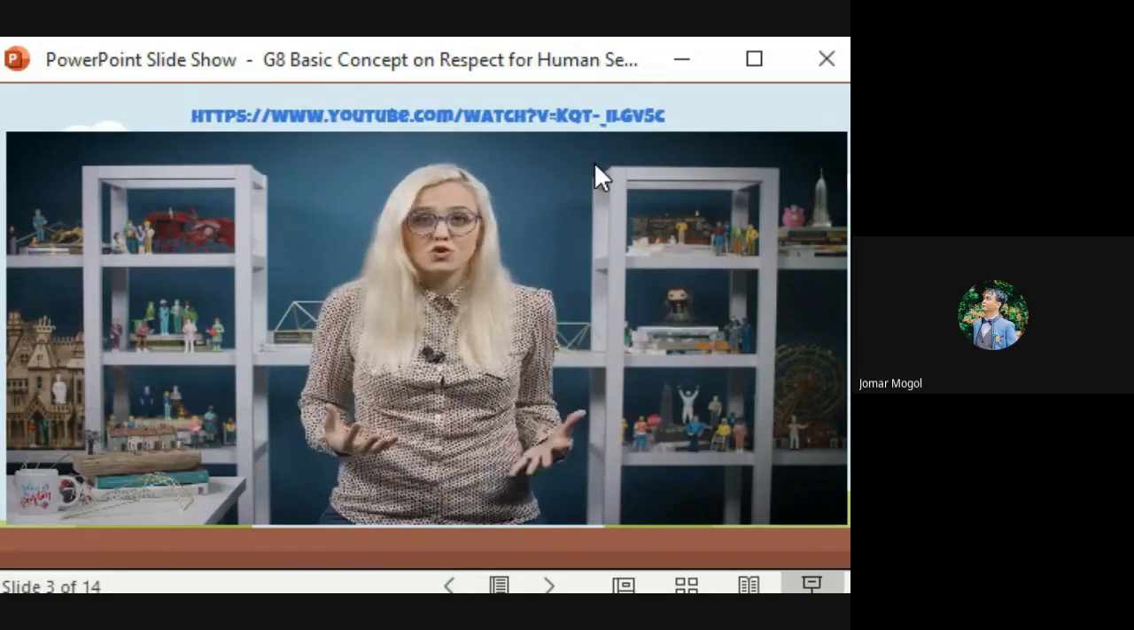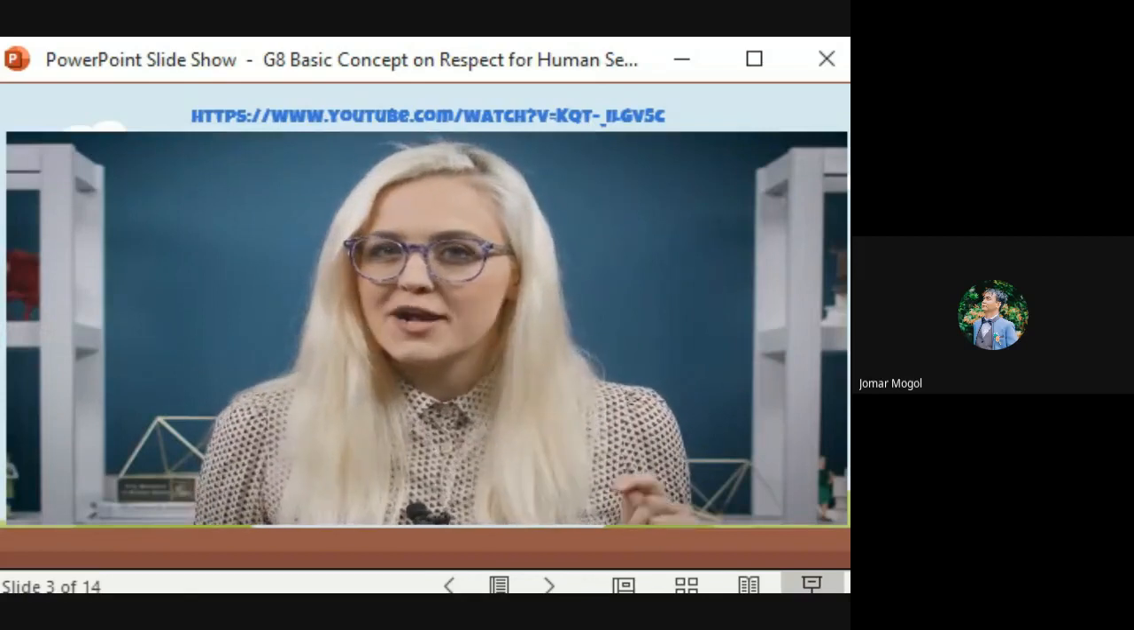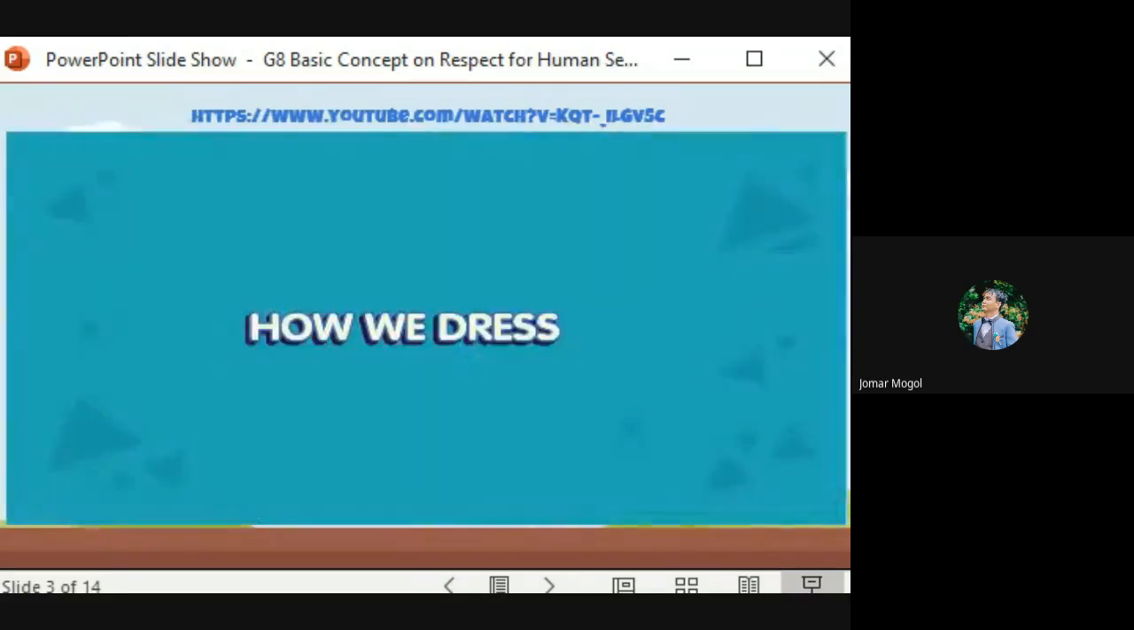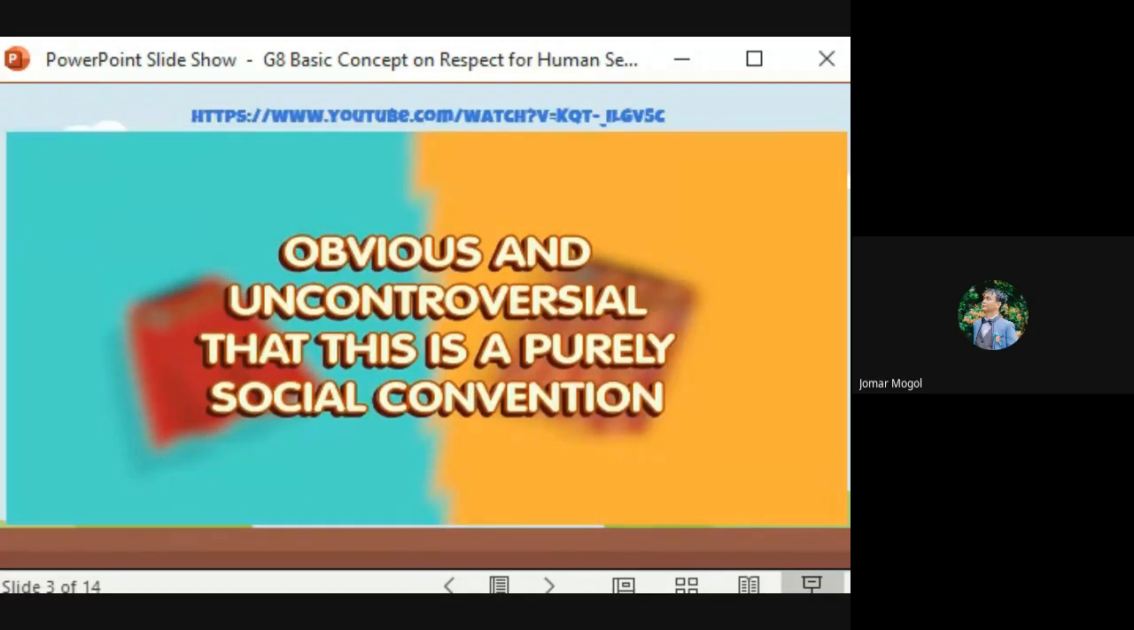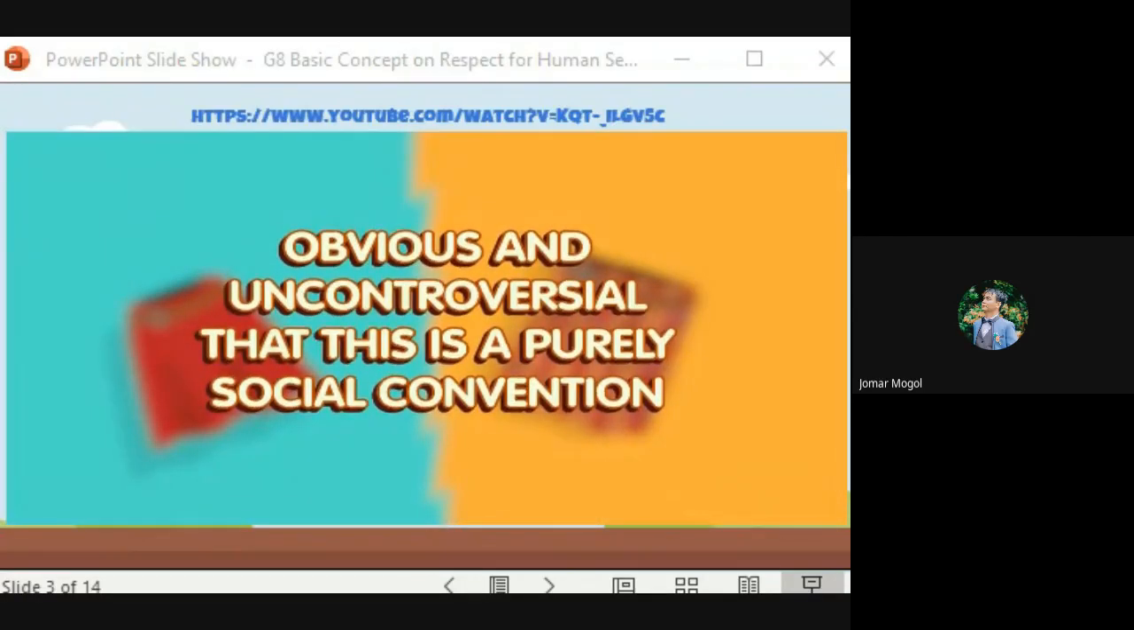Instead, it's a matter of social construction. To explore this idea some more, let's go to the thought bubble. Let's start with how we dress. A business suit is considered masculine, a skirt is feminine. And it should be obvious and uncontroversial that this is a purely social convention.